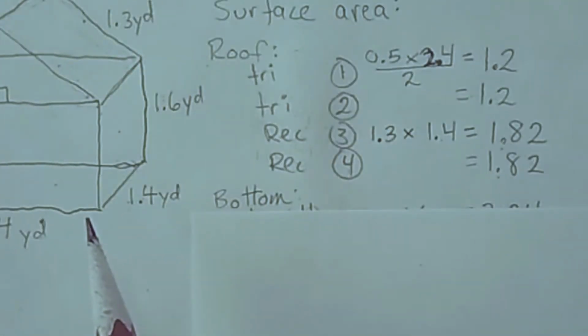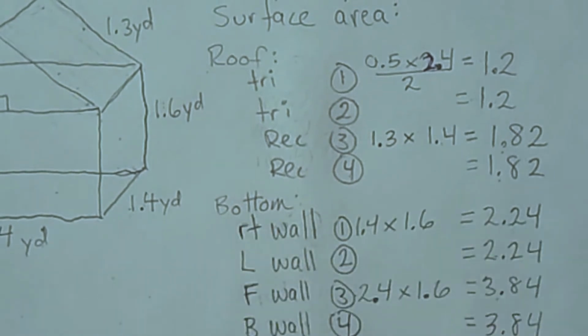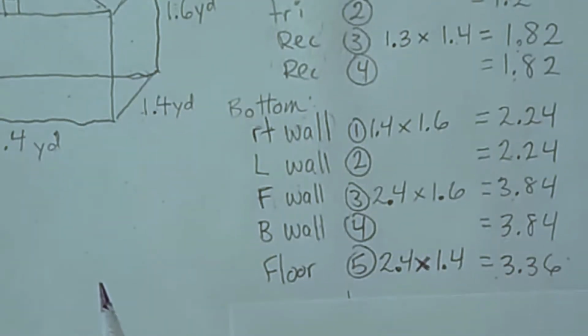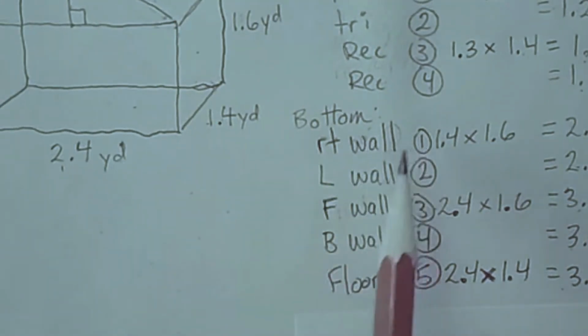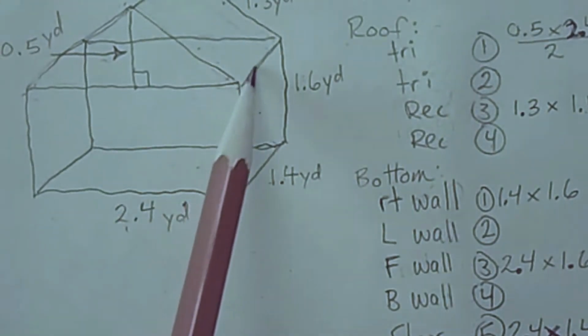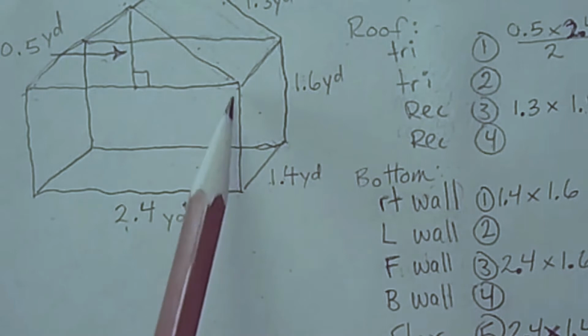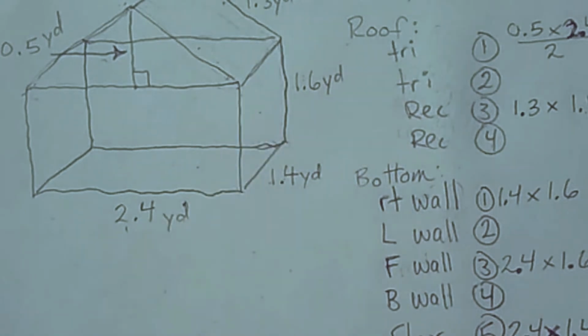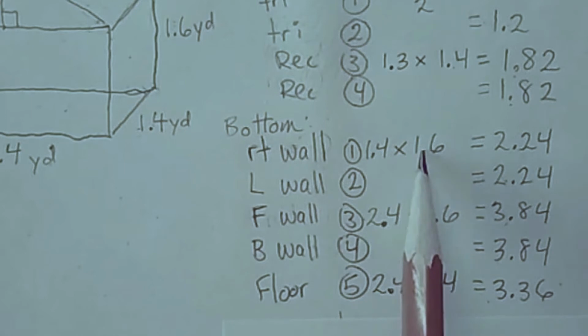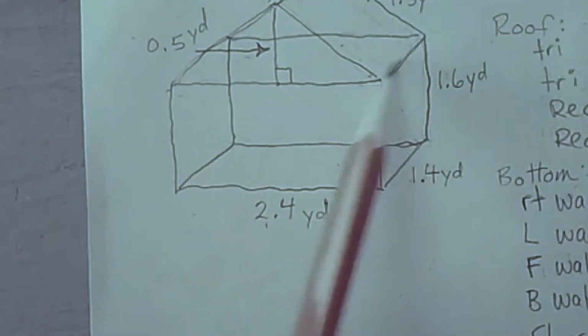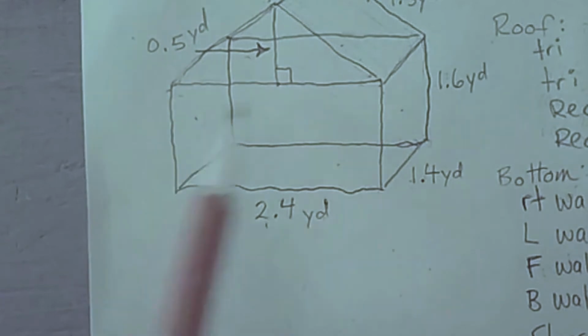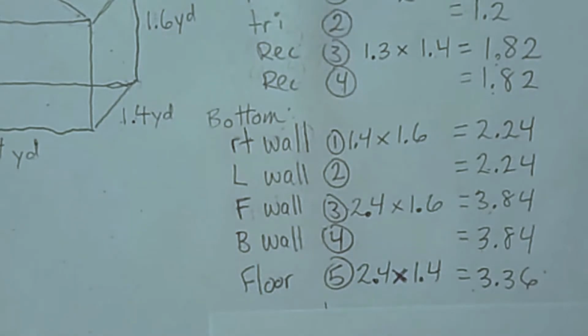Now, for the bottom part, I have 5 different shapes, and I'm going to break them down for you. What I'm calling the right wall is this one right here. That is one of the walls, and the area of that is 1.4 times 1.6. So 1.4 times 1.6 is 2.24. And the left wall is going to have the same area. So the right wall is this one, the left wall is this, and these two have the same area. I just knew that they're the same.